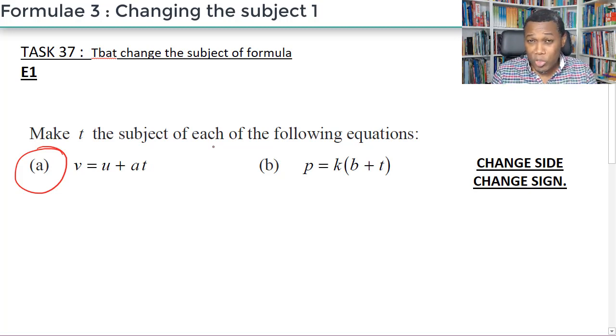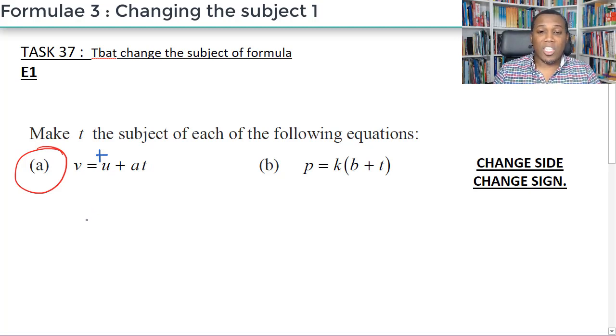Okay, you paused. You used the power of the pause, and you've done it. Now it is for me to go through. I'll talk through it, and it's the same logic. Change the side, change the sign. I want T all by itself. I have U plus AT. The first thing that needs to go is the U, the bit that's not attached to the T, so U has to go. This is a positive U. There's no sign by a letter, it's a positive value.